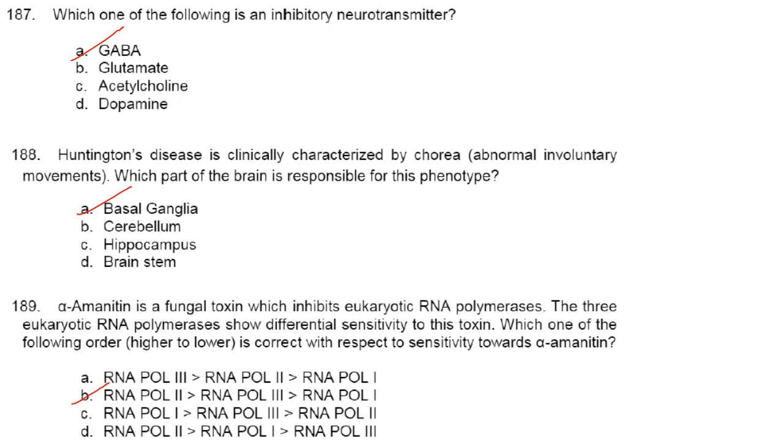Huntington's disease is clinically characterized by chorea, abnormal involuntary movements. Which part of the brain is responsible for this phenotype? It is the basal ganglia. Next one. Alpha-amanitin is a fungal toxin which inhibits eukaryotic RNA polymerases. The three eukaryotic RNA polymerases show differential sensitivity to this toxin. Which one of the following orders is correct with respect to the sensitivity towards alpha-amanitin? So it is RNA polymerase 2 greater than 3 greater than 1.